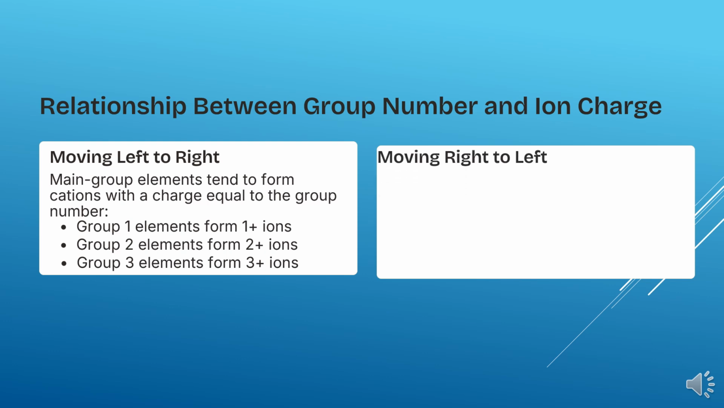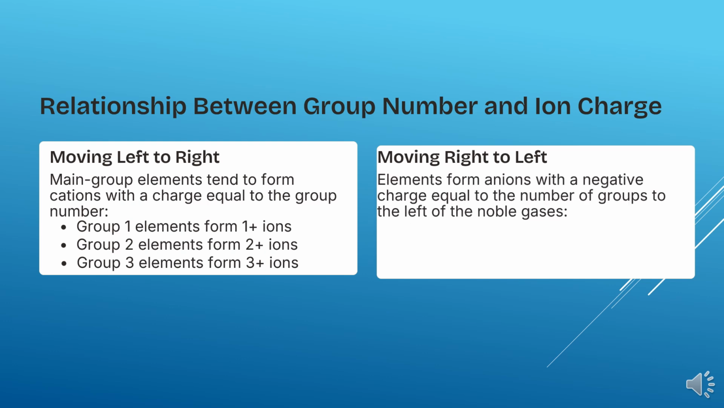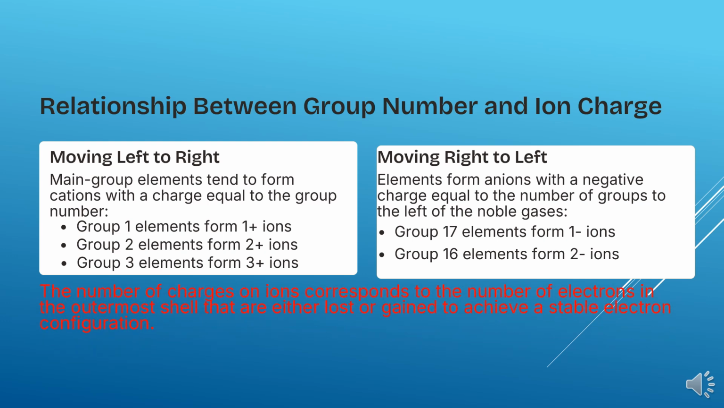Whereas moving from right to left, elements form anions with a negative charge equal to the number of groups to the left of the noble gases. Group 17 elements form 1 negative ions. Group 16 elements form 2 negative ions. So, there is a huge difference between the ions of metals and non-metals. Metals lose electron, form cations. Non-metals gain electron, form anions. The number of charges on ions corresponds to the number of electrons in the outermost shell that are either lost or gained to achieve a stable electronic configuration like noble gases.